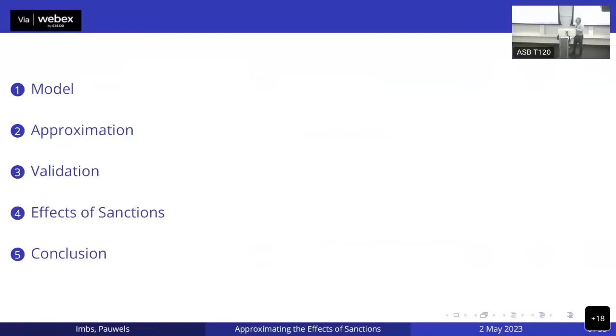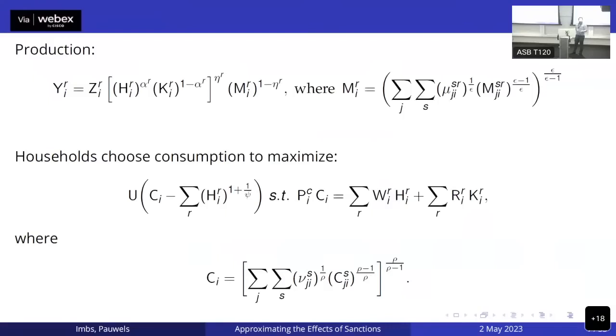So I'm going to start with the model. The model is pretty standard. So this is a model from Huo and Levchenko. So we take it off the shelf and we look at what would it mean to have a trade sanction or a change in trade costs. So let me go through a couple of details here to tell you what's going on.